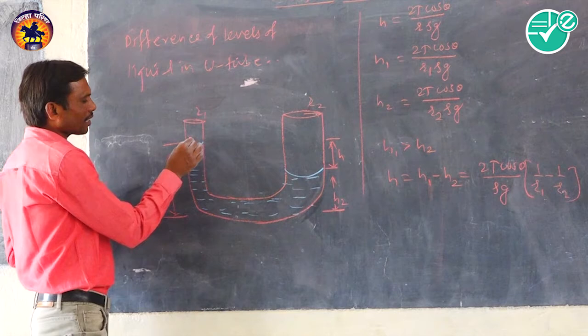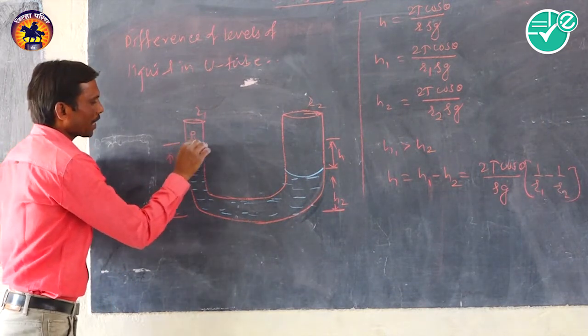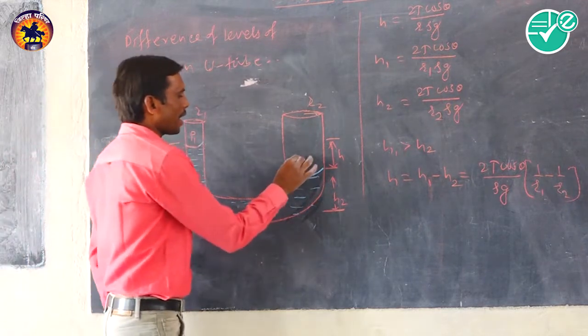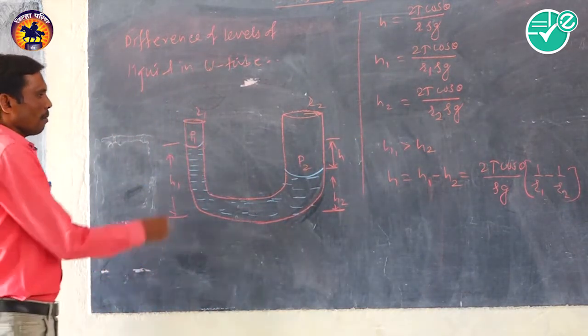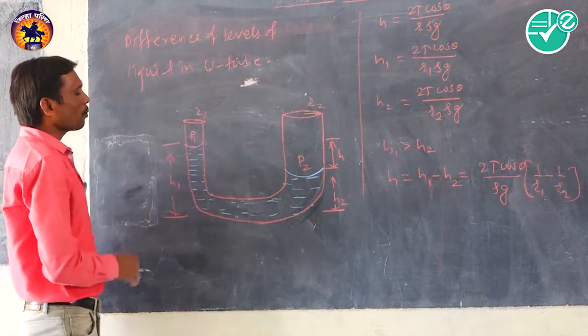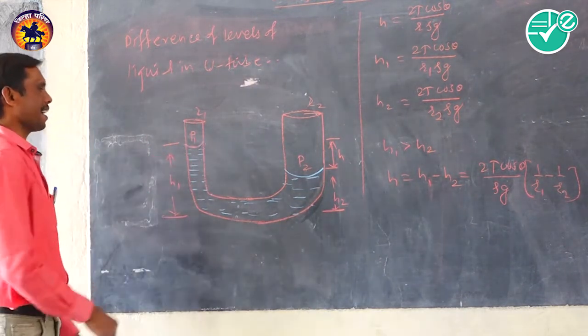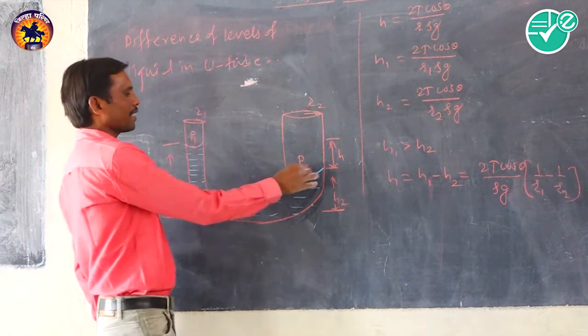But now consider the pressure on the concave side in the narrower tube as P1, and in the wider tube as P2. But here this surface is a free surface in contact with the air, and the pressure on that side is P1, and here it is P2.